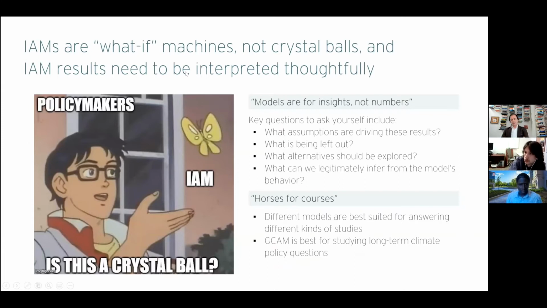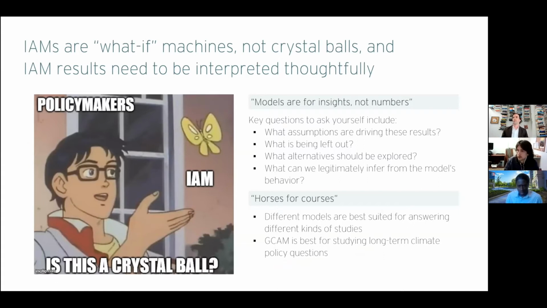So the substantive remark I want to make here is about the interpretation of IAM results. There's this temptation to think of IAMs as crystal balls, right? As predictions, as telling the future, or as automatically telling us what has to happen. And this is not right. They are what-if machines that can be used to explore questions, but the results need to be interpreted thoughtfully.